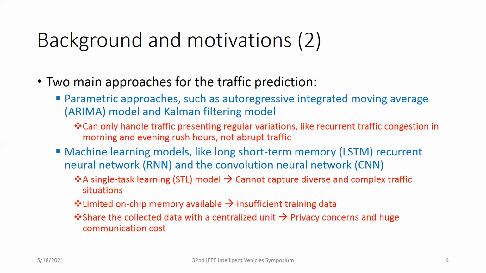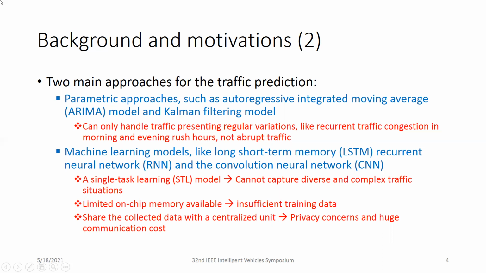To solve that, you can definitely share the data to a centralized unit, but it will lead to another issue, which is privacy concern, because some traffic data will actually include privacy-sensitive information, for example, the license plate. It also comes with a huge communication cost between the traffic sensors and the centralized unit.